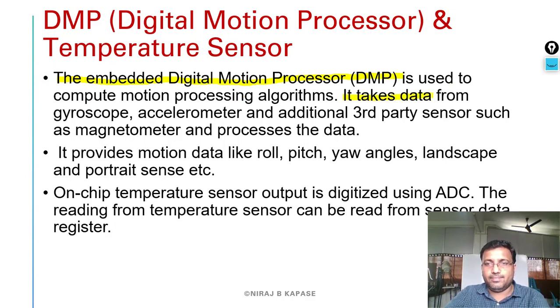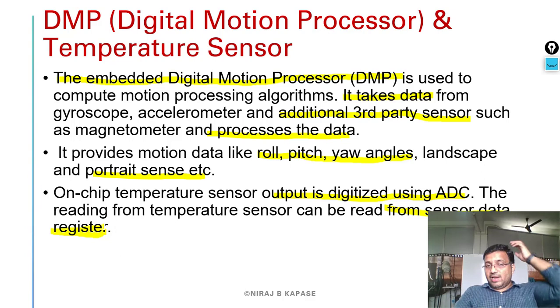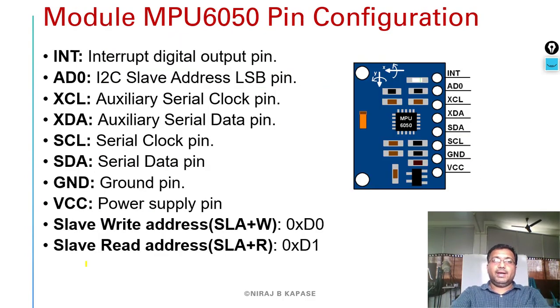It takes the data from the gyroscope, accelerometer and additional third-party sensors such as a magnetometer, and processes the data. It provides the motion data like roll, pitch and yaw angles, and landscape and portrait scenes as well. The on-chip temperature sensor output is digitized using an ADC. The reading from the temperature sensor can be read from the sensor data registers. There are different data registers available for each particular value, and those values will be read over the I2C line.